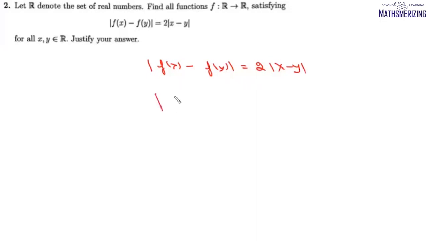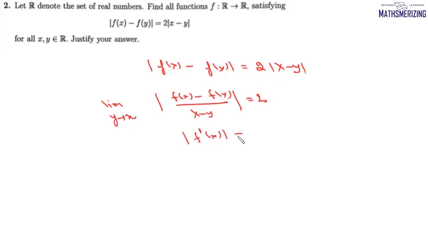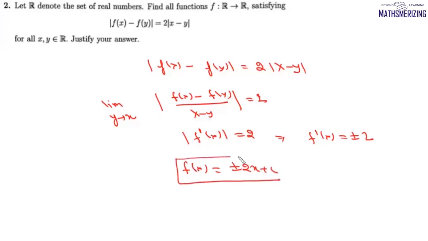Now, if we write this as mod of fx minus fy upon x minus y equals 2, and if we take the limit y tends to x, then we'll get mod of f dash x equal to 2, or we can write f dash x equals plus or minus 2. Now we'll integrate this function. We can write this as fx equals plus minus 2x plus c. So there will be two such functions. One of them will be 2x plus c and the other one will be minus 2x plus c.